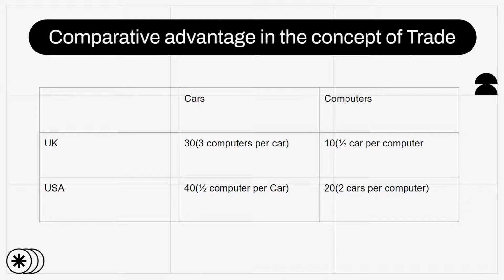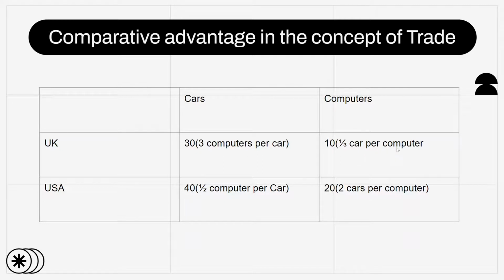Why would they even want to trade with the United Kingdom? Again, resources are limited. On the production possibility curve, if they put 40 on the cars, they won't be able to have 20 computers. Hence they need to look at both areas to trade. And if you see over here, for every car they make, they give away half a computer, and they give away 2 cars per computer they make. Similarly, over here, 3 computers are made per car, and here 1/3 car per computer.